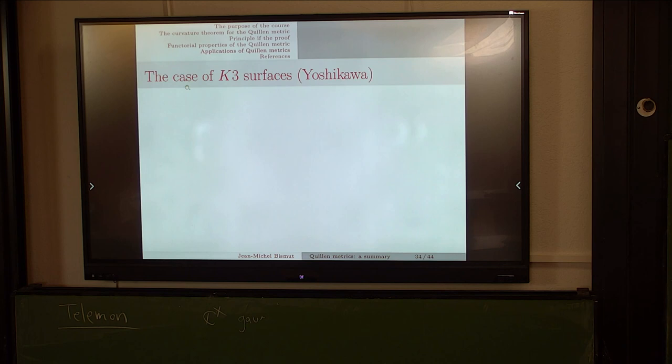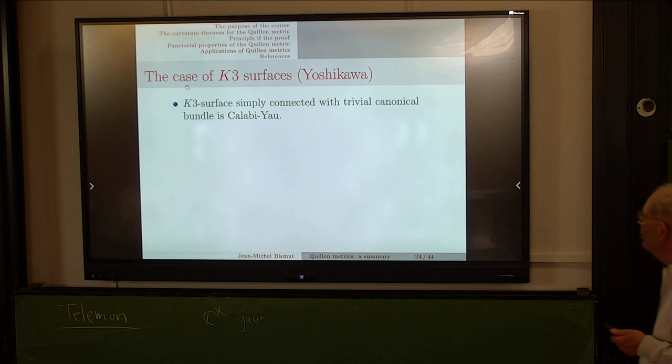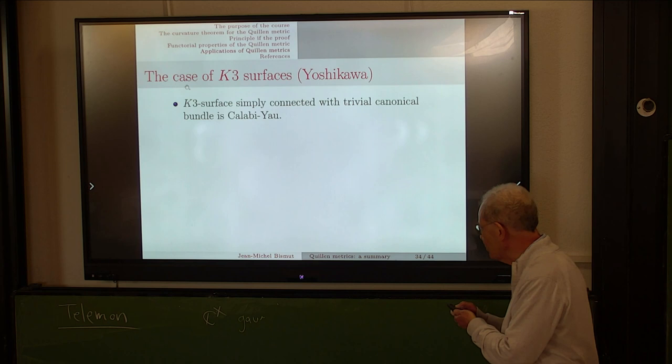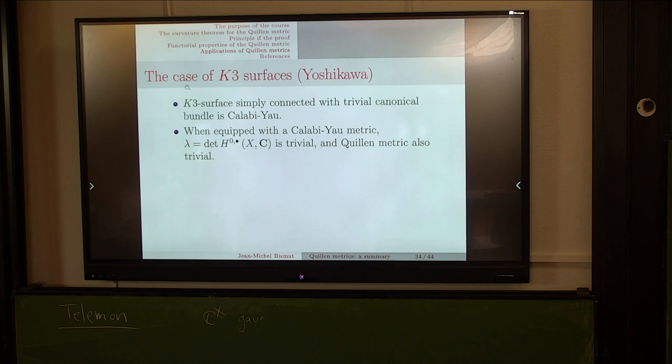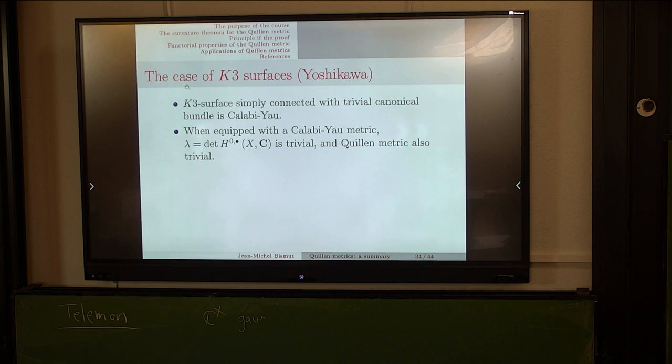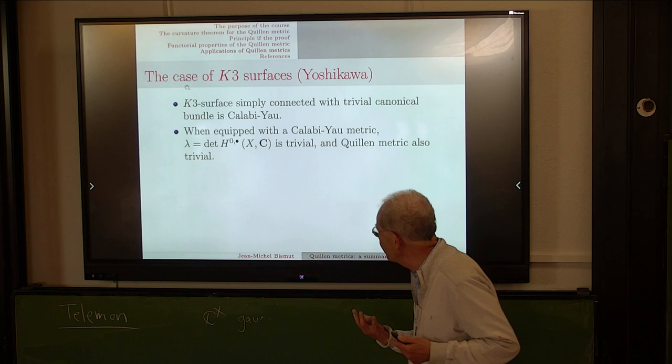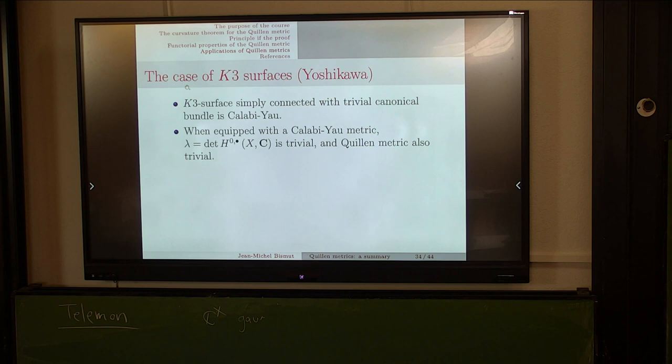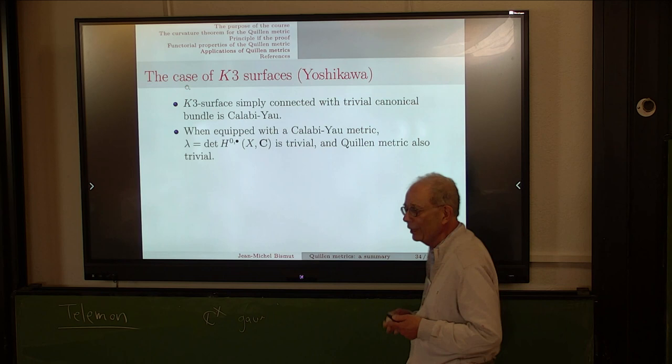Okay, so now let me move to a more complicated case, the case of K3 surfaces. I will here follow Yoshikawa. Let me remind you that a K3 surface is simply connected with trivial canonical bundle, and a K3 surface is then Calabi-Yau. So you have a lot of Ricci flat metrics on a K3 surface. What I'm saying is that if you equip a K3 surface with a Calabi-Yau metric, the determinant line of X equipped with the trivial sheaf is trivial, and the Quillen metric is also trivial. So you cannot extract any information a priori from the moduli space of K3 surfaces.